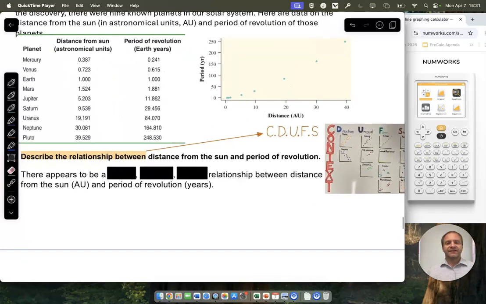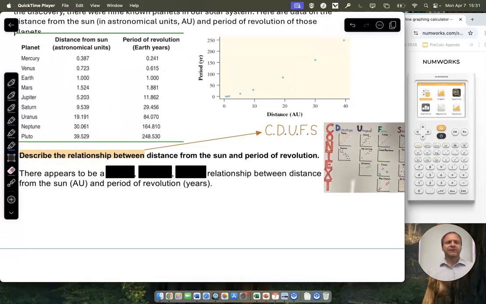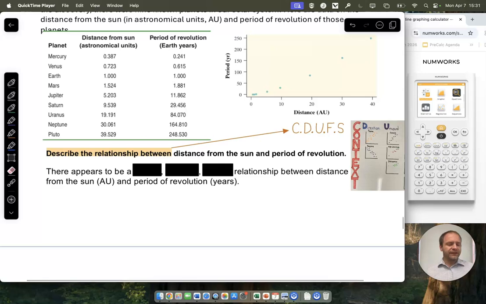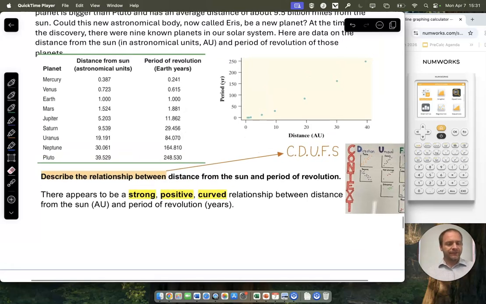I'd rather start with context first. The relationship between distance from the sun in astronomical units and period of revolution in years appears to be a strong, positive, curved relationship. If I look at this, it does look a little bit curved. It's positive, I have that. Oh man, it's curved. I can't do a linear regression line for it. Darn.